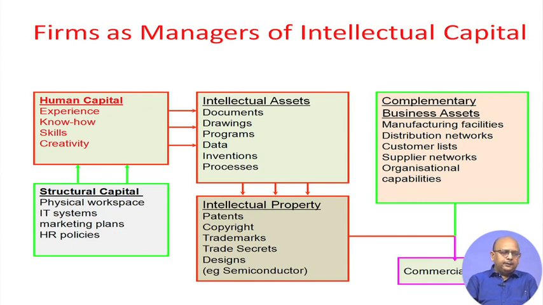Now, if you look at this, it is going to create business assets for the organization, like manufacturing facilities, distribution networks, inventories of customers and supplier networks, and developing organizational capabilities. And that helps you to commercialize your products, because if you have created intellectual property, that is going to help you go for better commercialization, so that you can create market value for yourself. And that is how firms are managing intellectual capital in a big way.